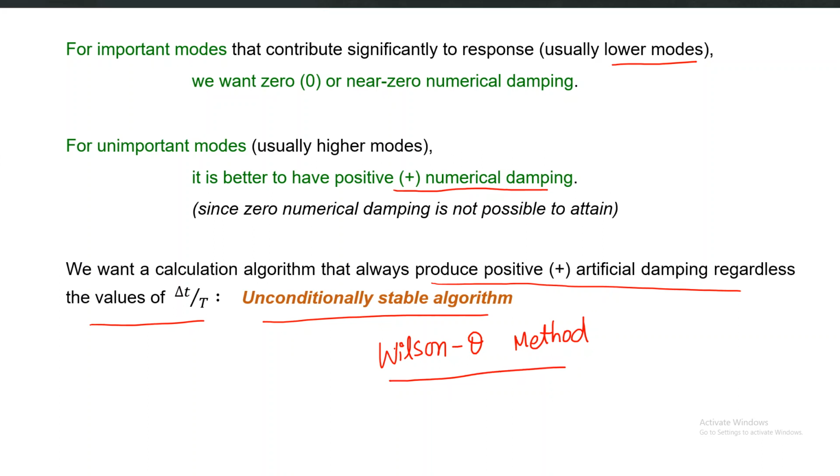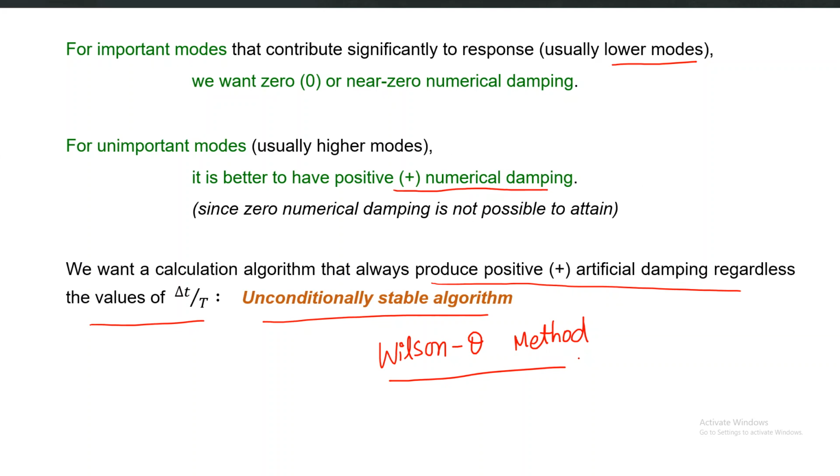It is an algorithm which always results in positive artificial damping regardless of what delta T over capital T you use. So it will simply invoke an additional step in the same step-by-step direct integration method to ensure that the error is always on the side which we want. Maybe in the next lecture we will see that additional step which will ensure an unconditionally stable algorithm.